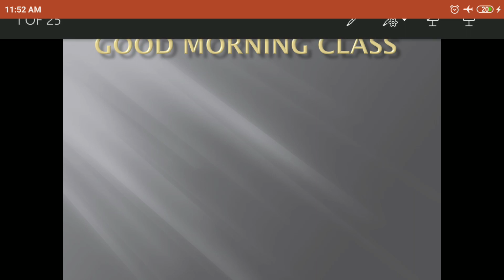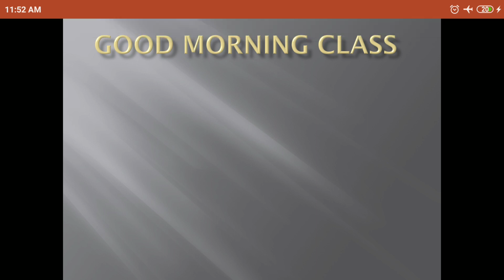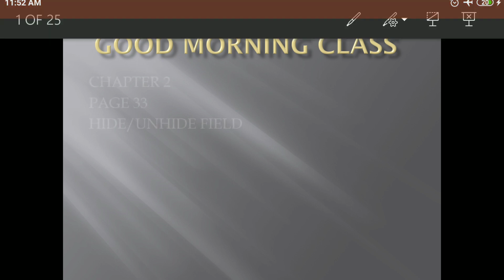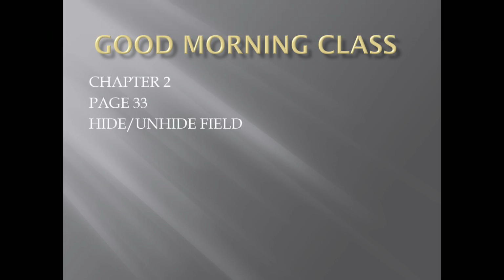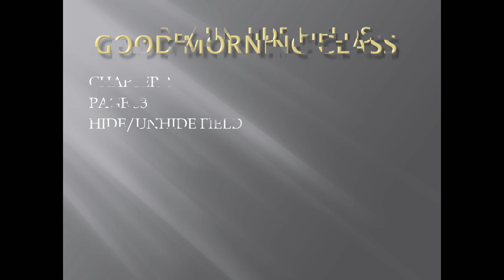Good morning, class. Today, in our chapter 2, we'll learn about hide and unhide field. Yesterday, we have done primary key, setting a primary key, editing a table in Access 2016, inserting and deleting fields in datasheet view, and we also learned how to move a field. Today, in chapter 2, page 33, we will learn about hide and unhide field.